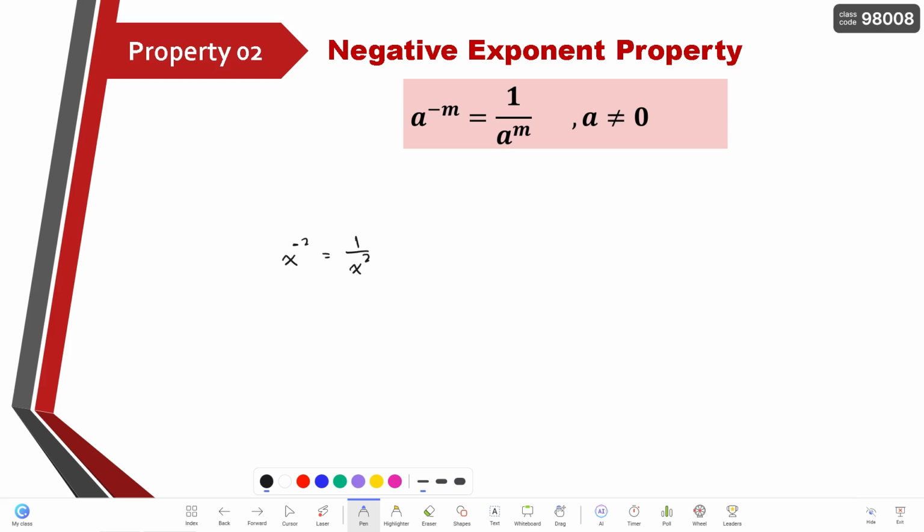On the other hand, if we have a negative exponent in the denominator, we can raise this exponent up to avoid any negative exponent. For example, if we have 5 over y to the power of negative 2, this could be written as 5 times y raised to the power of 2.